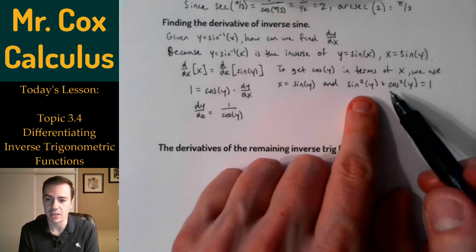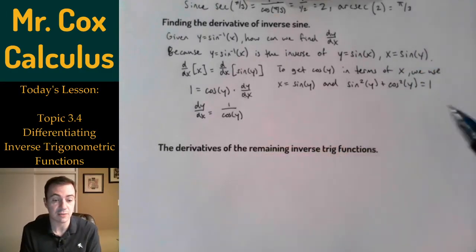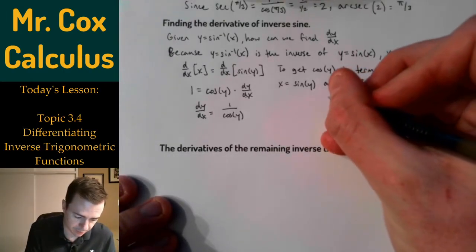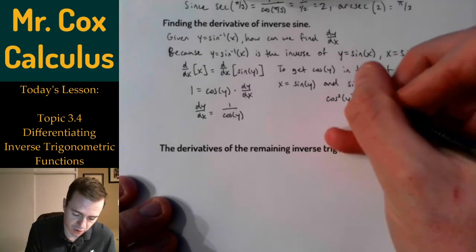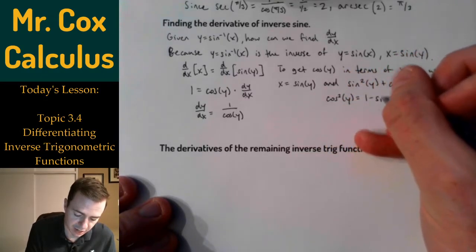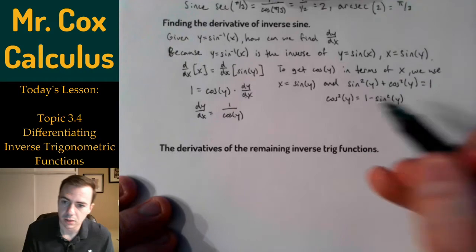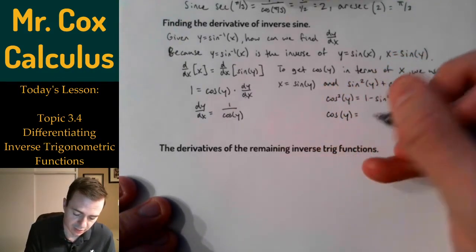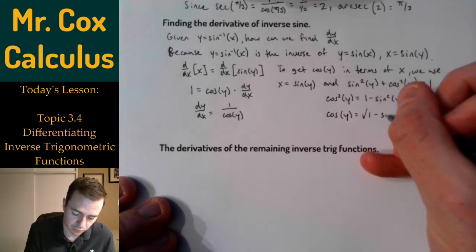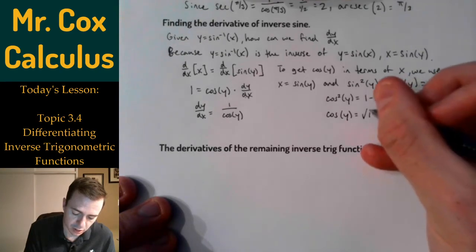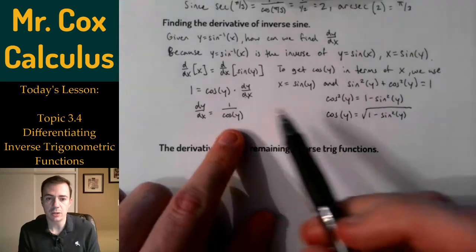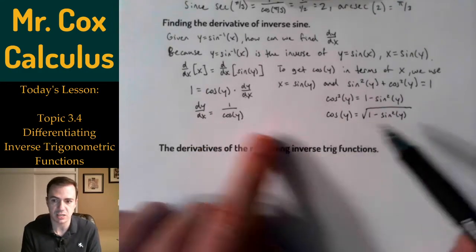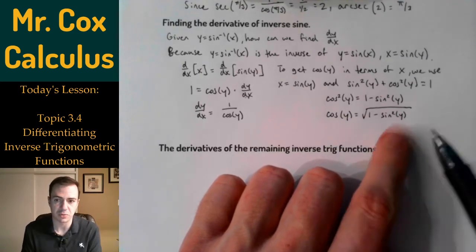Now if I take a look here, I can solve this identity for the cosine of y. If I subtract the sine squared of y, I get the cosine squared of y is equal to 1 minus sine squared of y. And then I would take the square root of both sides, and so I get the cosine of y is equal to the square root of 1 minus sine squared of y. Now I'm really close here. I want to make this substitution into here, but I need to get it back into terms of x.